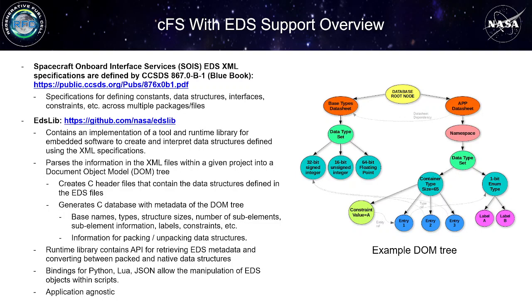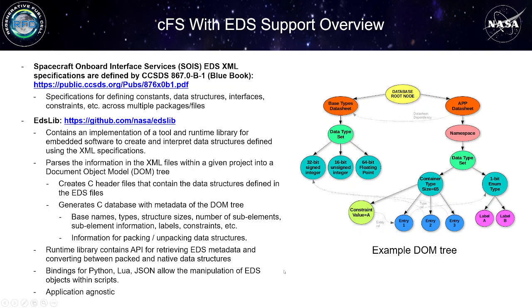So the spacecraft onboard interface services, EDS XML specifications, are defined by the Blue Book, which is found at this first reference right here. These specifications are there for defining constants, data structures, interfaces, constraints across multiple packages and files. And just for clarity's sake, I will be using EDS file and XML file interchangeably because in this case, they're essentially referring to the same thing.